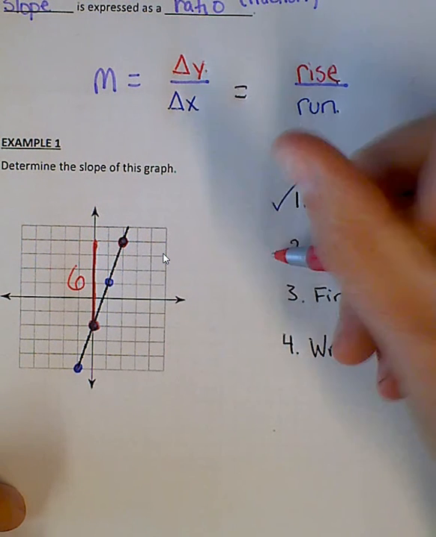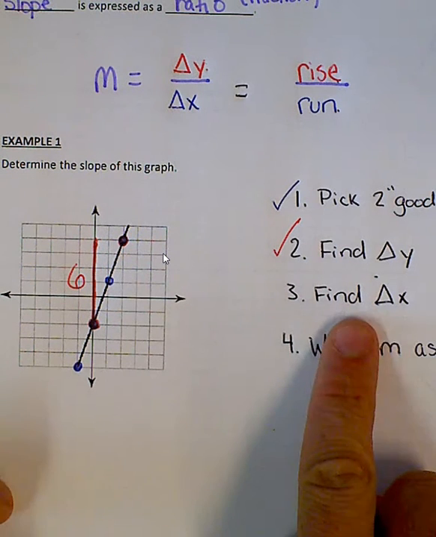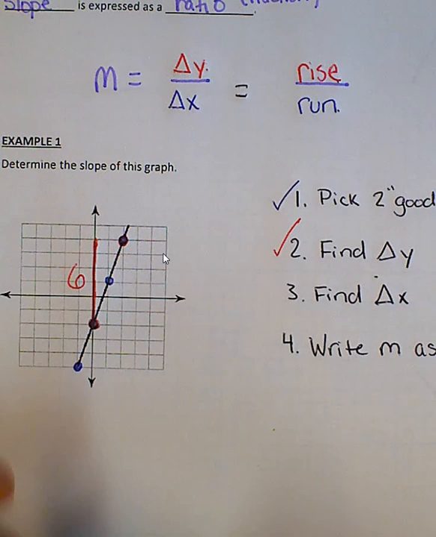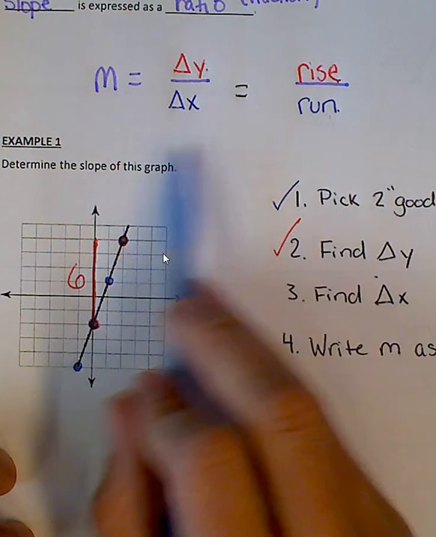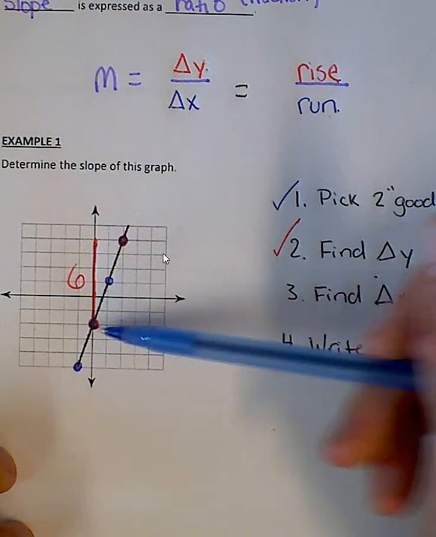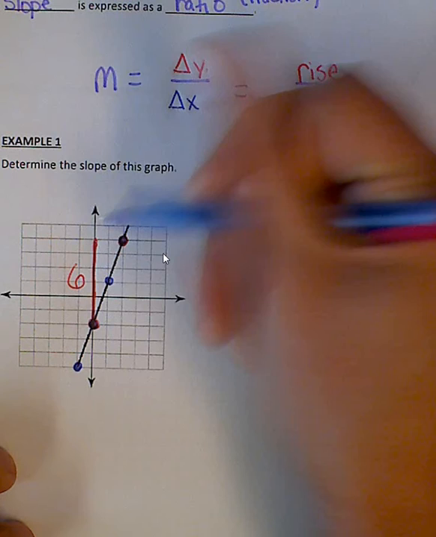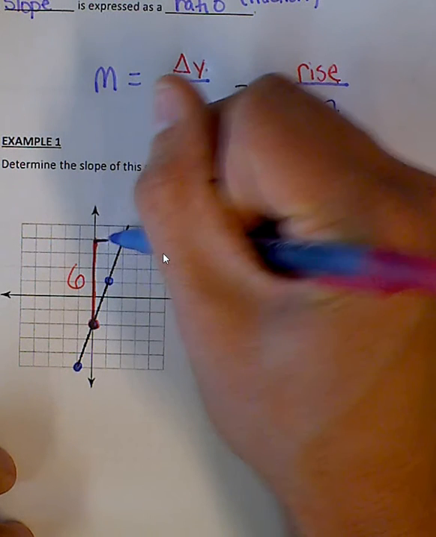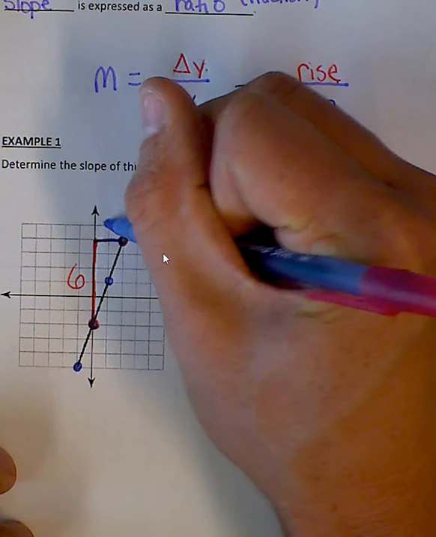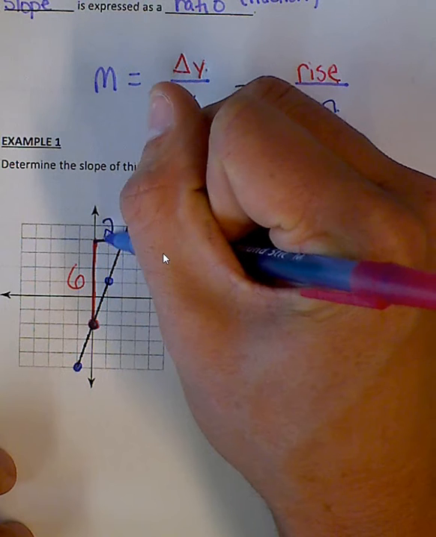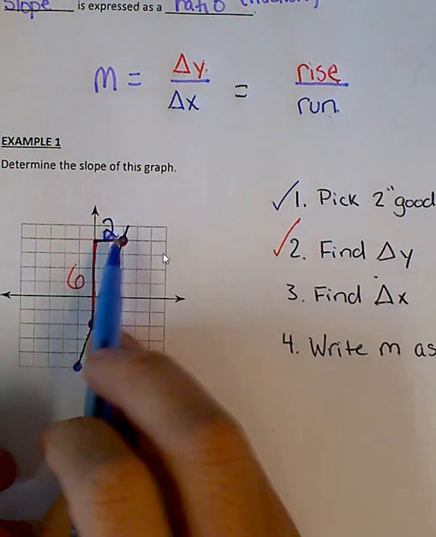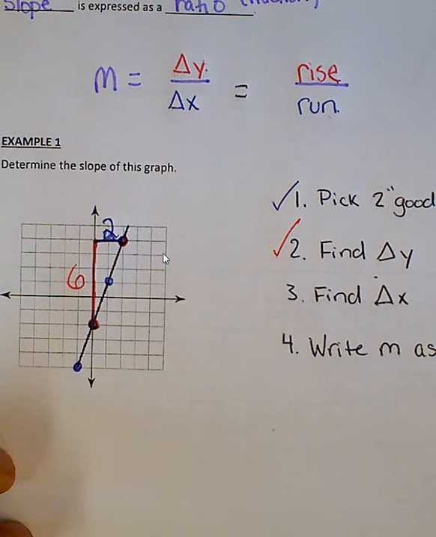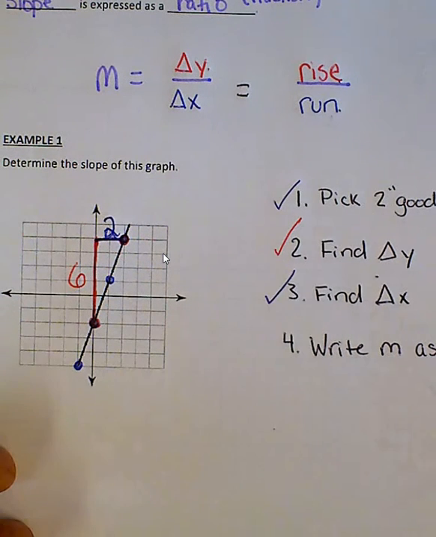Now let's find the change in x. To find the change in x, I ask myself, how much is the graph running, or moving side to side? We know it went up 6, and now the graph is also going over 1 unit, over 2 units. So the change in x is 2. Change in y, 6.